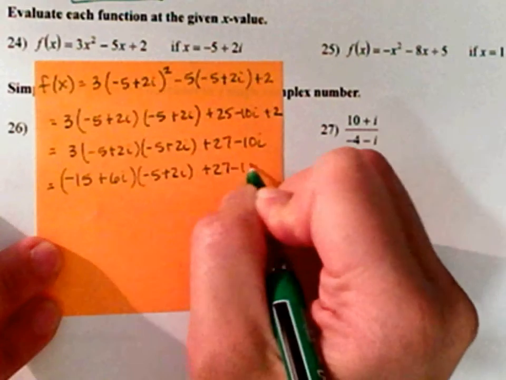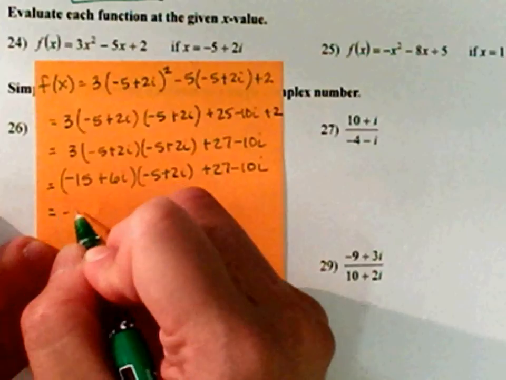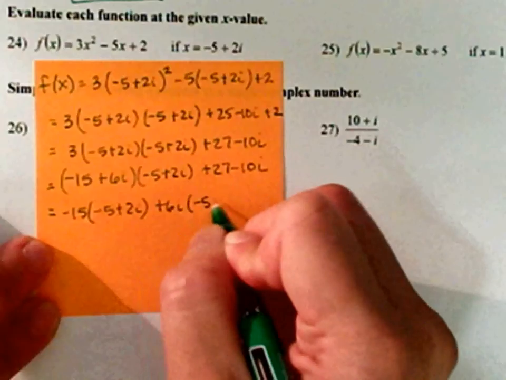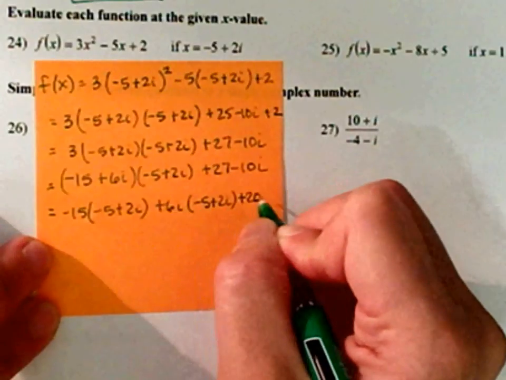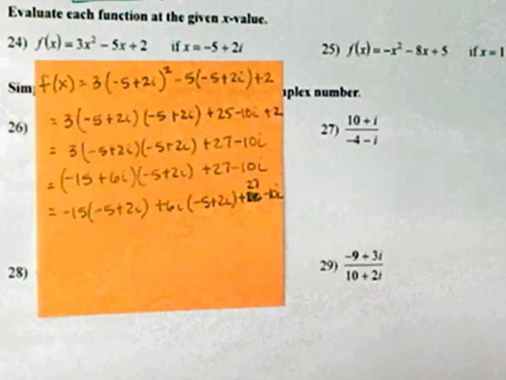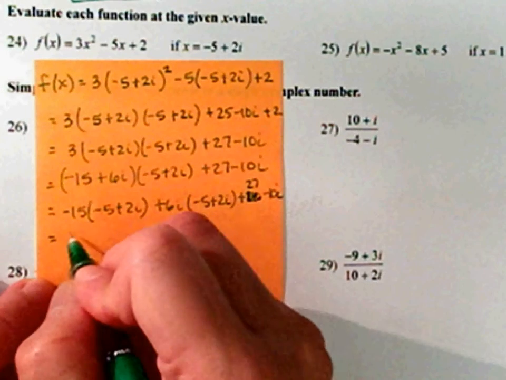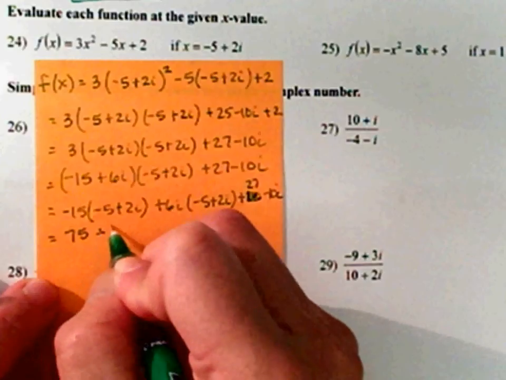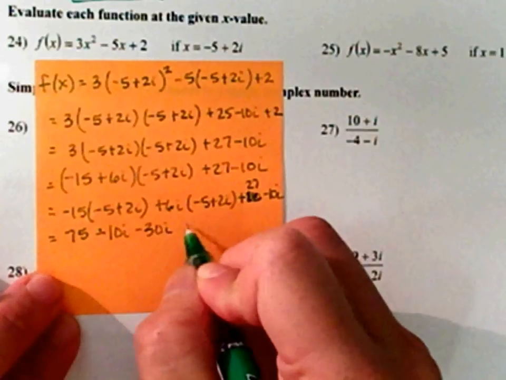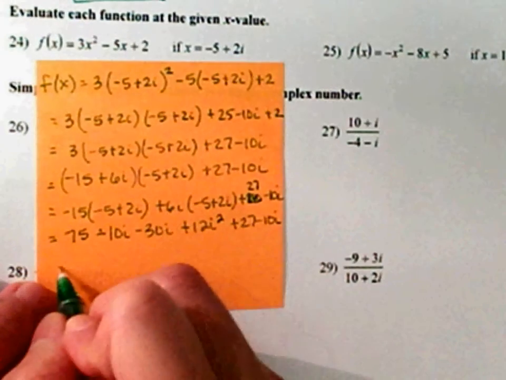Do you guys see it? Now I'm going to distribute or multiply. Negative 15 times 5 plus 2i plus 6i times negative 5 plus 2i. Oops, my apologies. Plus 27 minus 10i. Okay? Go ahead and distribute. Negative 15 times 5 is positive 75. Minus 10i, that should be a minus. Minus 30i plus 12i squared plus 27 minus 10i. Okay? Let's make that a negative 12.